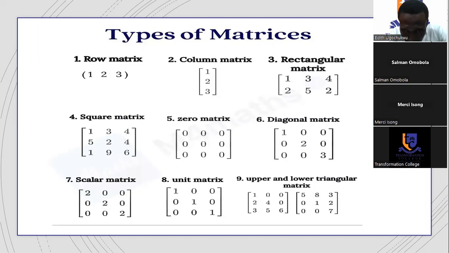So it's a triangular matrix. That's a triangular matrix.